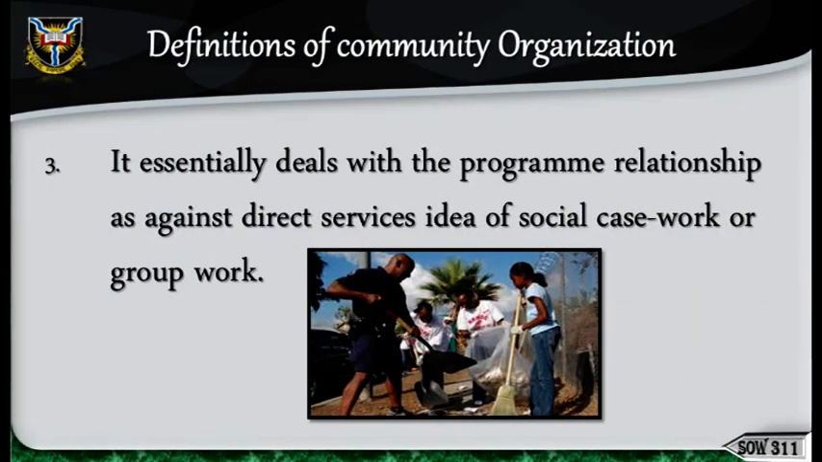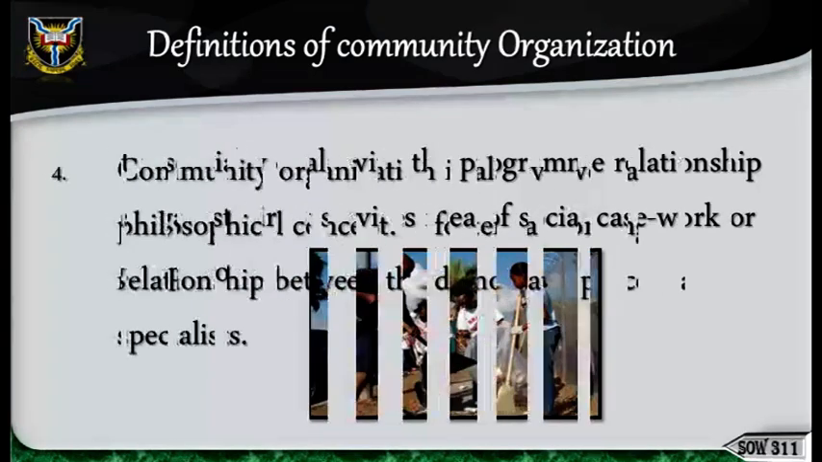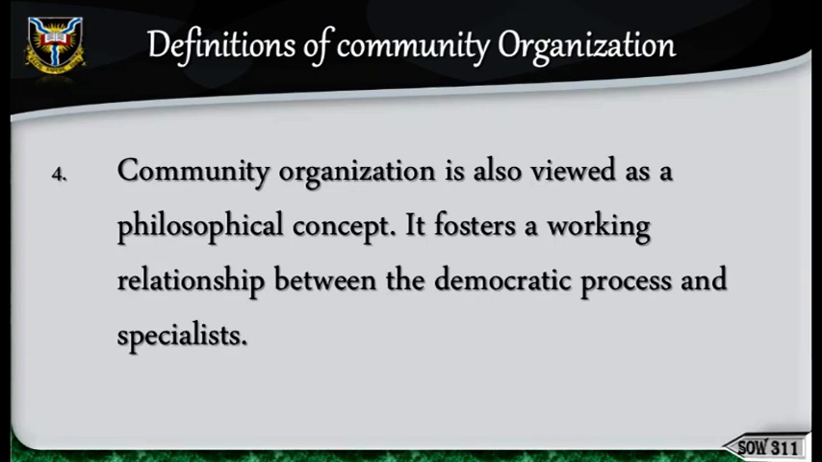3. It essentially deals with the program relationship as against the direct services idea of social case work or group work. 4. Community organization is also viewed as a philosophical concept. It fosters a working relationship between the democratic process and specialists. The democratic process is in the total membership of the community participating in affairs of the community while believing that everyone has special skills and services to offer the community. Hence, there should be division into areas of special skills, and at the same time, there should be a cooperative attitude in the community.